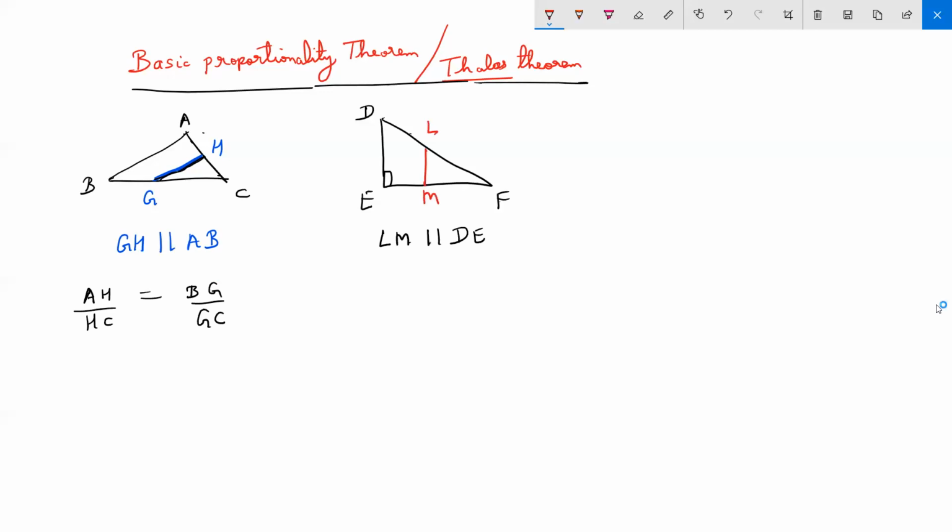So this LM is intersecting the other two sides of the triangle, DF and EF. Now, here also, these two sides are divided in the proportion. So how you write it down: DL is to LF is equal to EM is to MF, like this. Now we will proceed with the theorem.